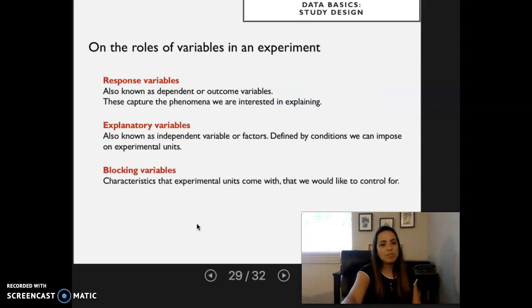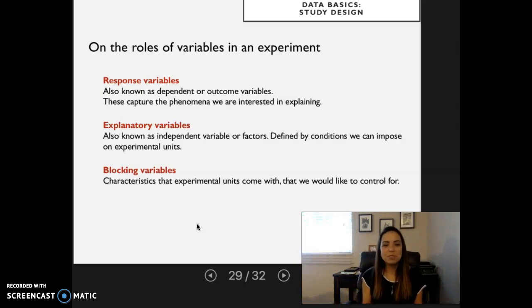On the roles of variables in our experiments. Variables can have a variety of roles. They can be response variables, also known as dependent variables or outcome variables, and these capture the phenomenon we're interested in. So for instance, in the prior study, we're interested in knowing whether a particular intervention, a particular diet, interferes in running speed. So I'm interested in running speed. How can I get people to run faster? What are the kinds of things that I can do? So that's the response variable.